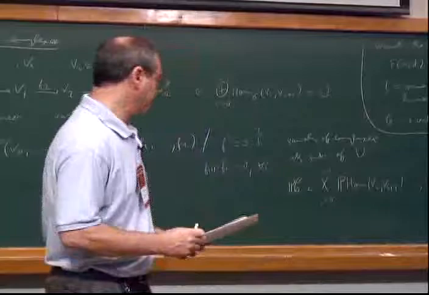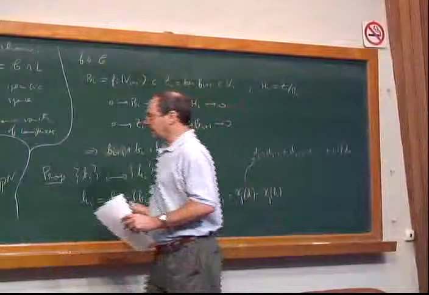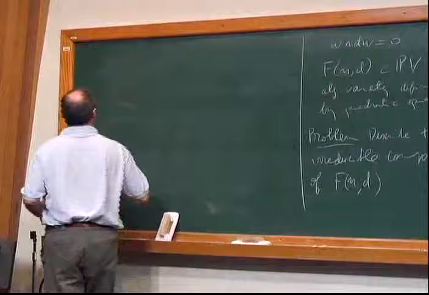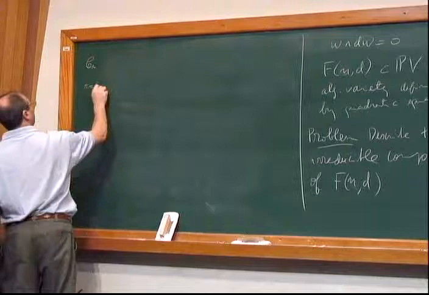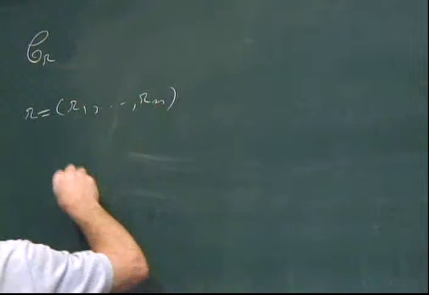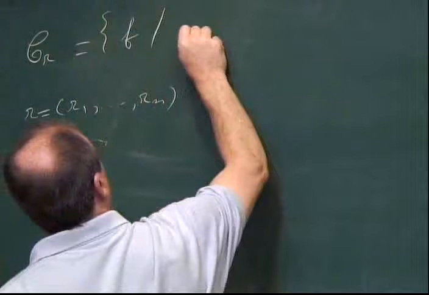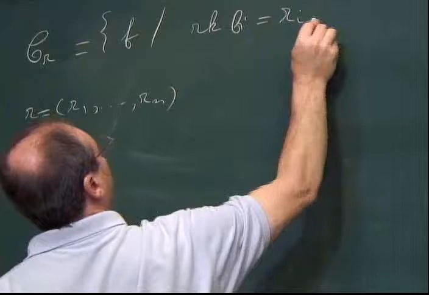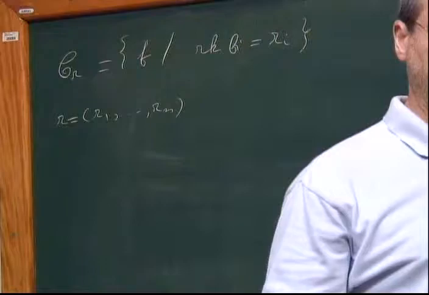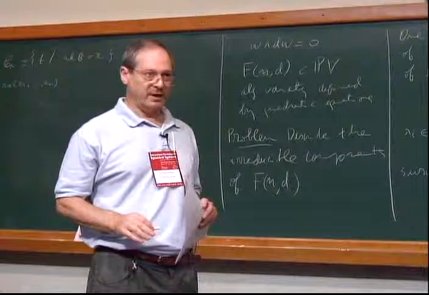Now, inside this variety of complexes, we'll consider the following set, CR. R will denote a tuple R1 up to RN. These are all the complexes such that the rank of FI is equal to RI. So we will fix the rank or the dimension of the boundaries. We will consider the complexes so that the dimension of the boundaries is a fixed tuple of numbers.